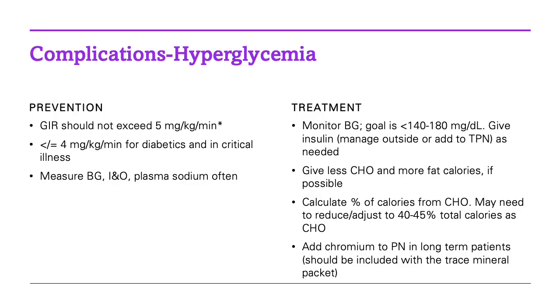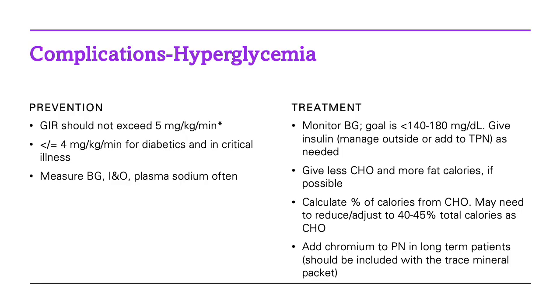So treatment, monitor our blood glucose, goal is less than 140 to 180 milligrams per deciliter per the ASPEN guidelines. We want to give insulin, so we can manage it outside or add it to the TPN as needed. We can try and give less carbohydrates and more fat calories if possible.